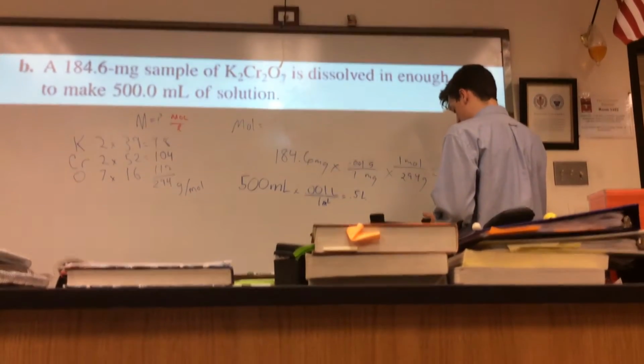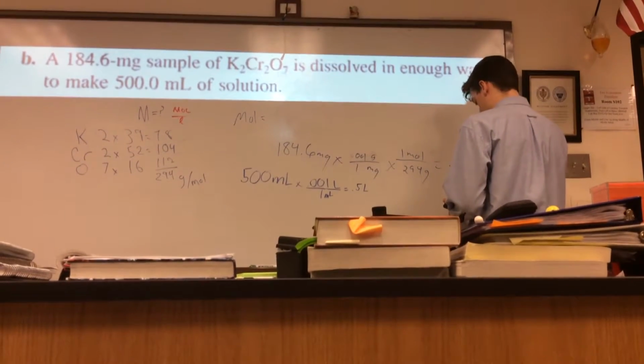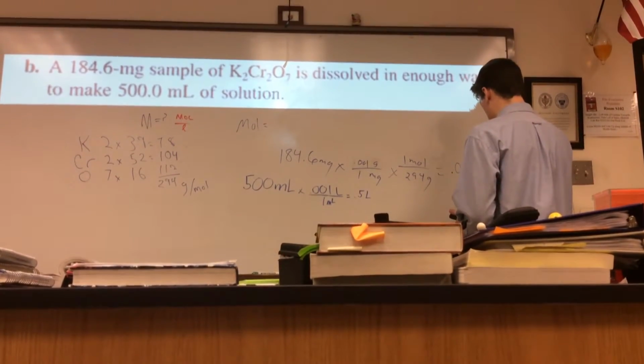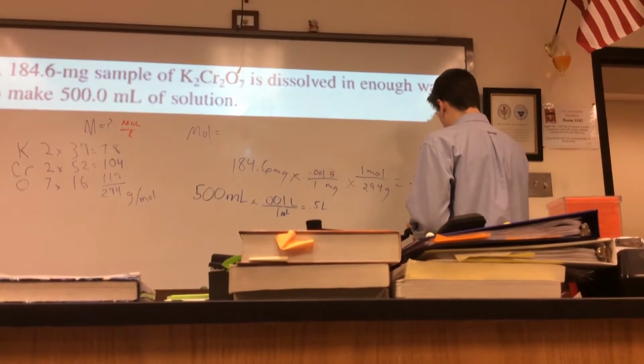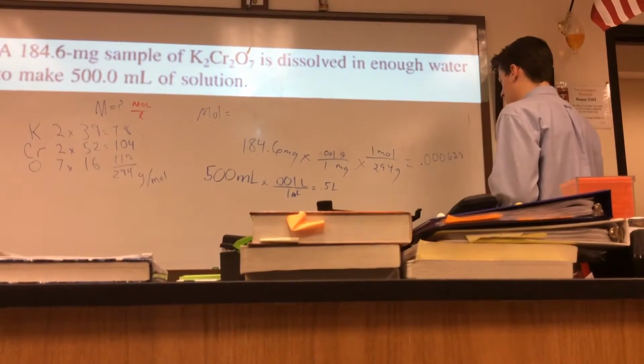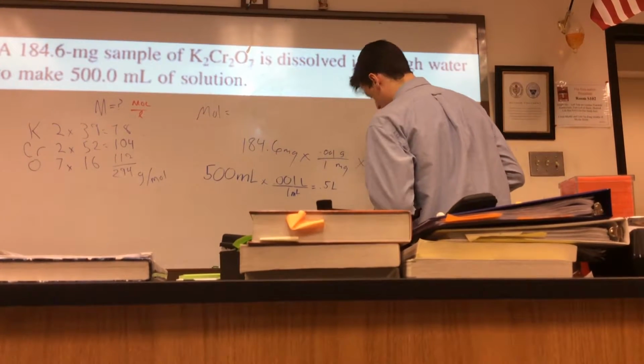So I got 184.6 times 0.001 equals to 294 equals. And I get 0.000627. Is that what you got? Yep, that's rounded. Good. That's a perfect place to round to. And then units.